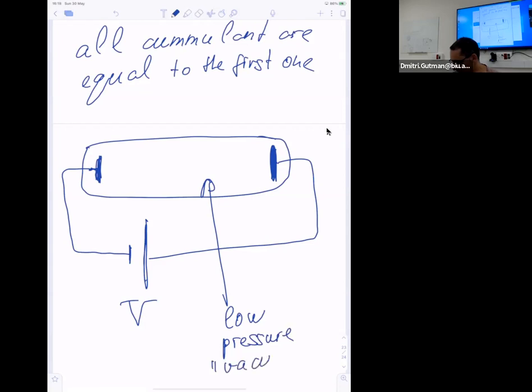Let's call it a vacuum device, and how this thing actually worked. You have a heater here that was heating this element to a temperature T, and it was subject to the voltage difference between this metallic plate and another metallic plate.